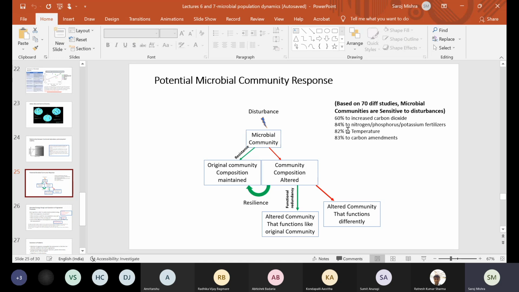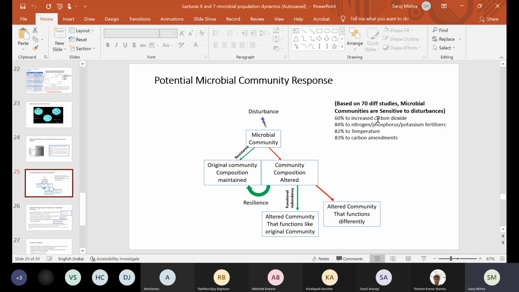84% of the communities are sensitive to nitrogen, phosphorus, and potassium fertilizers. 82% to temperature, 83% to carbon amendments. That is, if you bring in some other kind of carbon, organic carbon, or aromatic, aliphatic hydrocarbons are now being pumped in. Other than the normal carbon sources, 83% of the communities are going to display some kind of a response to different kinds of soils which have different organic carbon.